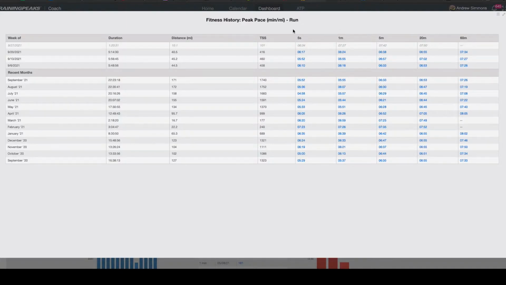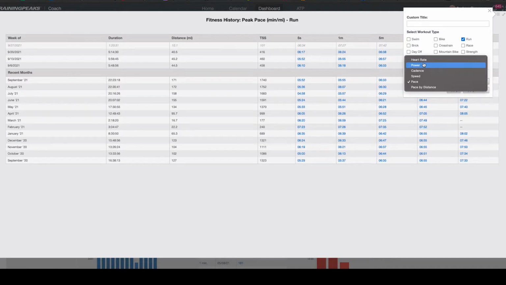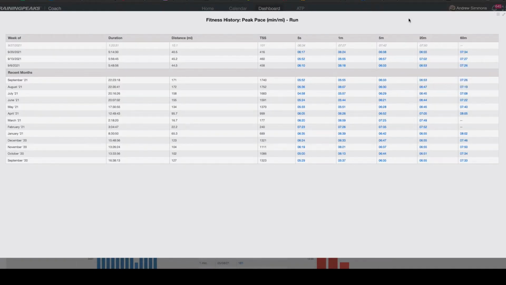What I want you guys to see is that as I click, we can click the hamburger icon here, and you can see that there are a couple of different peak types. Now, this is where I really want to talk about the difference between the performance management chart and the fitness history. As I said earlier, the performance management chart really looks at our ability to increase our load, and that's based on training stress. But training stress alone can be accrued a couple of different ways.